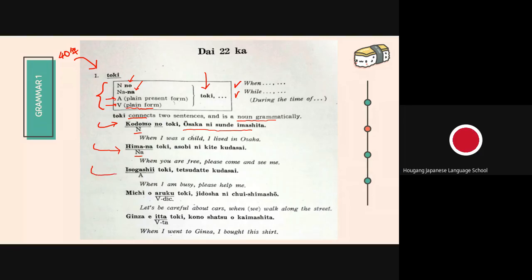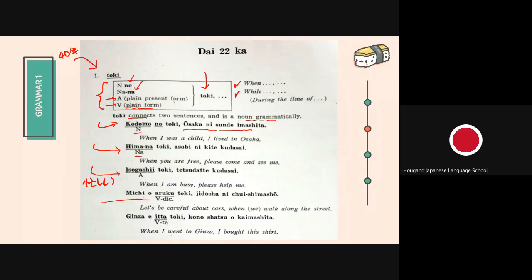Now, i adjective. Isogashii toki, when you are busy, right? Anyway, the kanji for isogashii is really "busy", right? Isogashii toki, tetsudatte kudasai. When I'm busy, please help me. Okay, please help me. Next, verb.